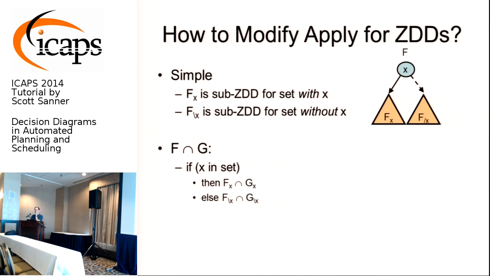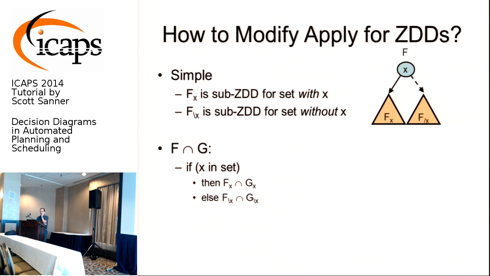Although, at first when I was looking at this, I said, I don't think this is correct. I would think that if x is not in the set, you might need to take all possible combinations from f and g. But I realized, no, that's not true. When you're doing the intersection, for a given path, which is a set, x either has to be in the set for it to be in the intersection, or it has to not be in the set to be in the intersection. So on recursion, this is what you want to do. So that operation is fairly straightforward.